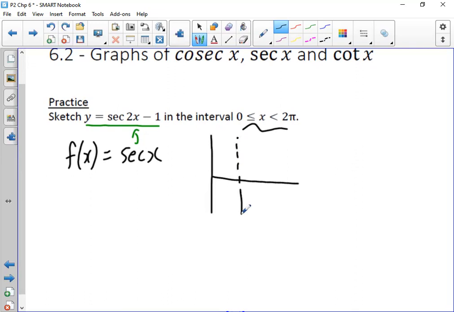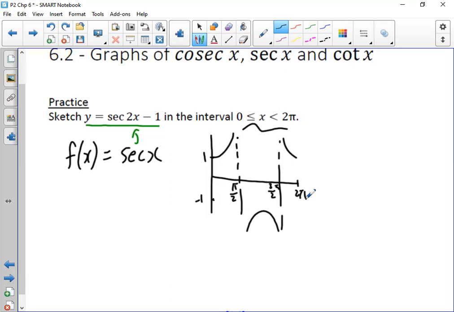So we've got pi over 2, that's 1, and then that's minus 1. So that's pi, right? Yeah, that's 3 pi over 2. No, that's pi over 2. Sorry, pi over 2. That's 3 pi over 2. And then we also have this, which is 2 pi in here. So that's the sec x graph.